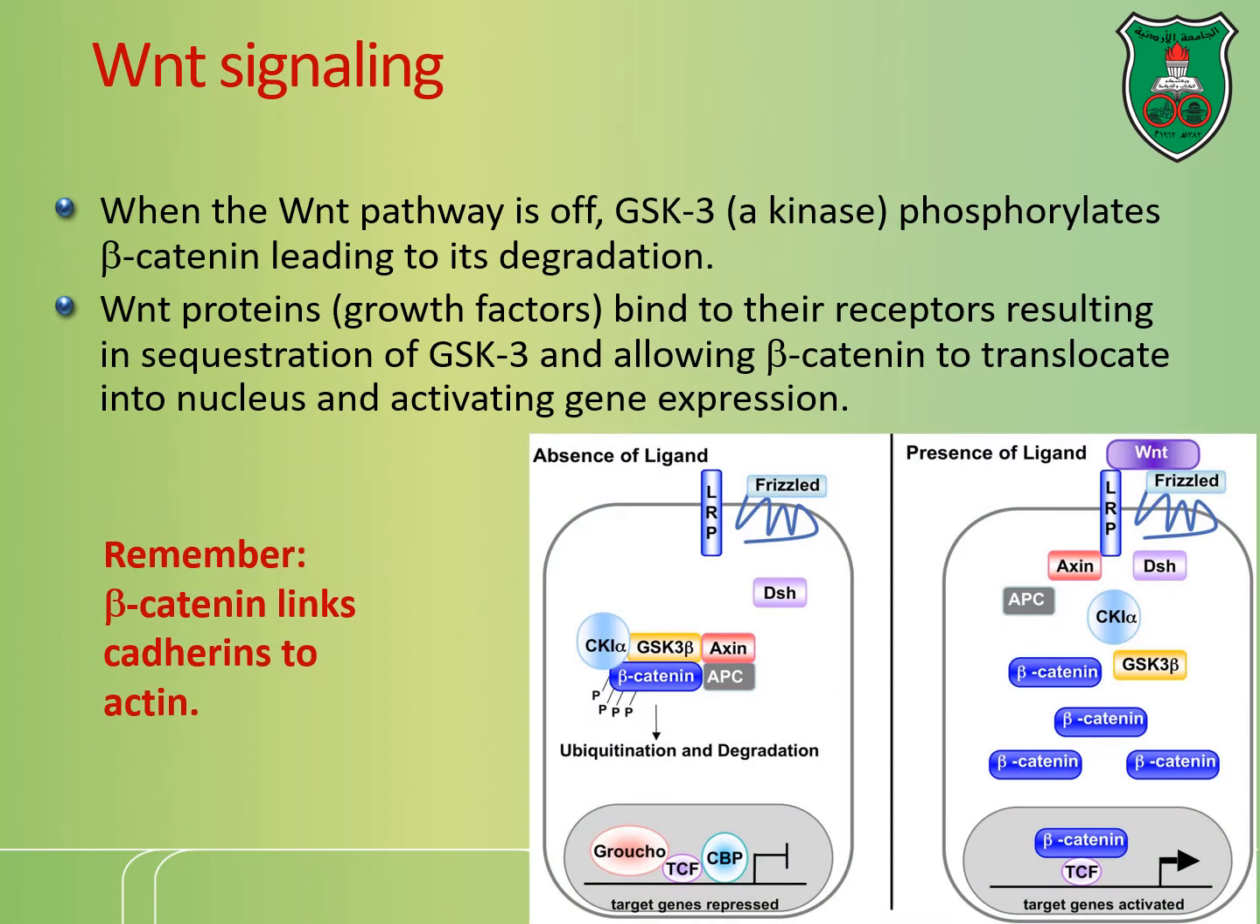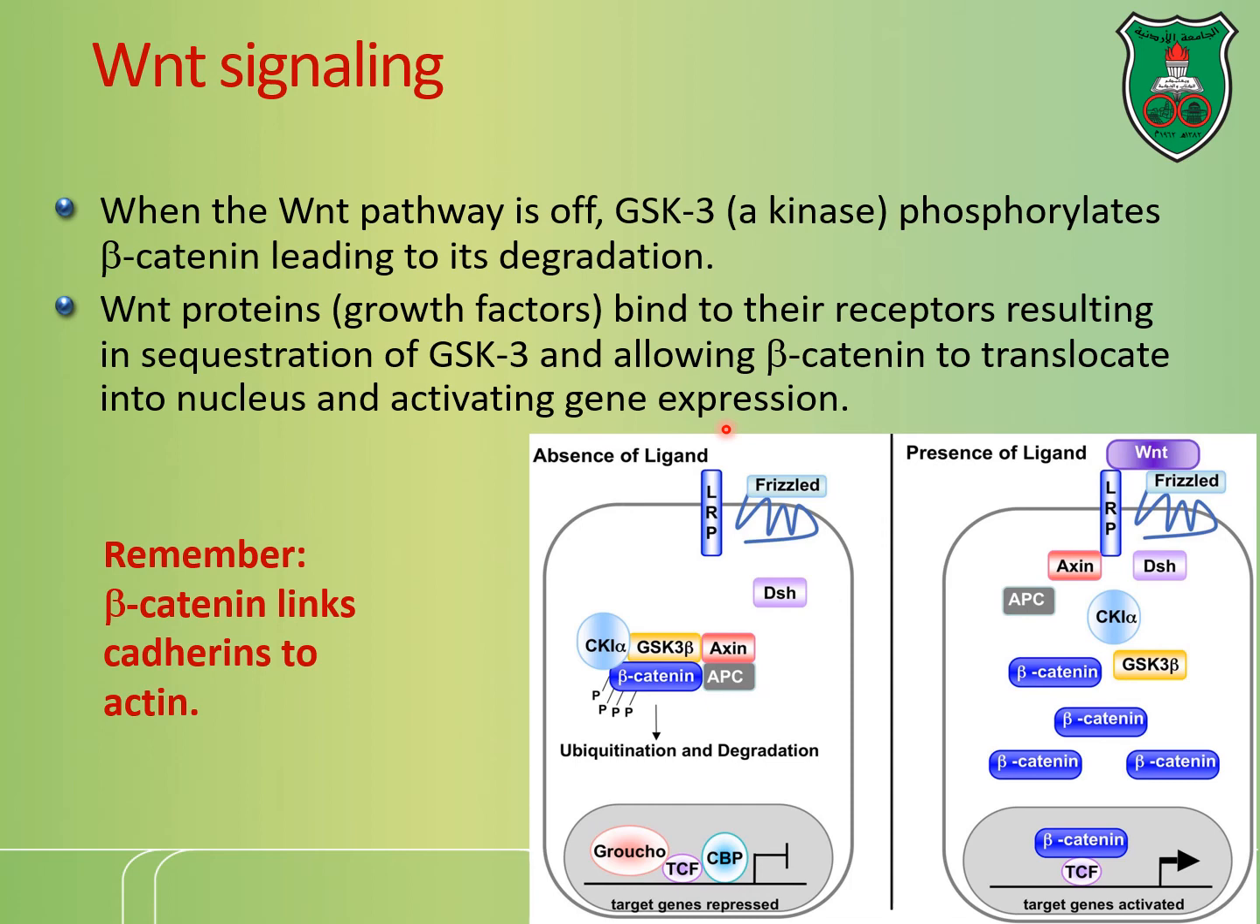An important pathway that has been associated with cancer is the Wnt signaling, which is also important in development, embryogenesis, and cell and tissue development. Now, when the Wnt pathway is off, you have a protein known as GSK3, which is a kinase. It phosphorylates beta-catenin, leading to its degradation. Remember beta-catenin? We talked about beta-catenin before. It's one of those proteins that bind to E-cadherin, and it links E-cadherin to the actin cytoskeleton in adherens junctions. Now, it happens that beta-catenin is also a transcription factor.